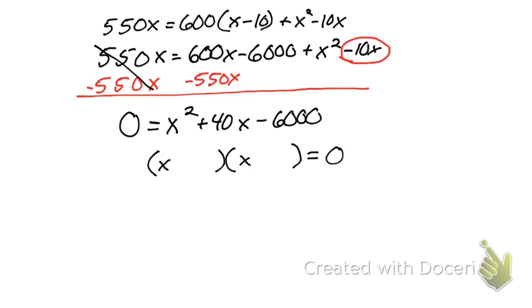Two numbers that multiply together to give me 6,000 are 60 and 100. I know the difference between them is 40. I just got to figure out which one needs to be negative and which one needs to be positive. And since when they come out, I need to come up with a positive 40, it must be a positive 100 and a negative 60. So that is going to give me x equals 60 or x equals negative 100.